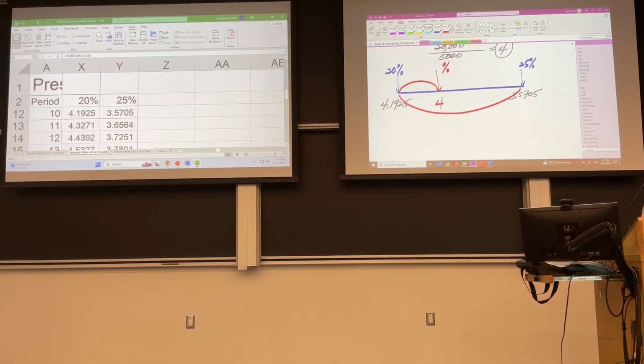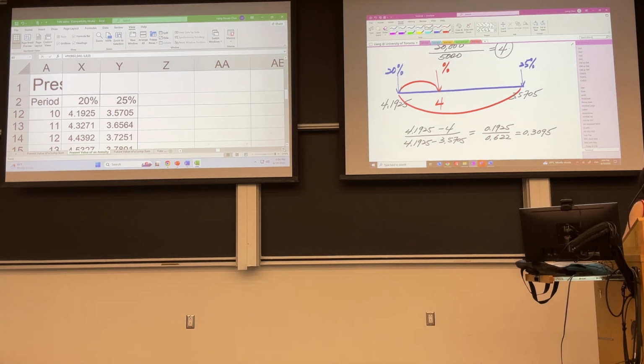Whatever I'm doing now will be in the exam, so you better understand how I calculate. I take the distance 4.1925 minus 4, so I get the distance above. 4.1925 minus 3.5705 is the whole distance. So this is 0.1925 and this is 0.622, which means roughly 31%. So I was right, just looking at the number, it is closer to 20% rather than 25%.